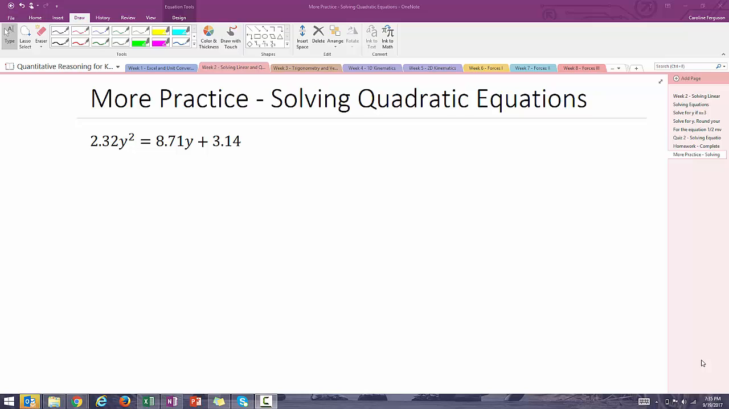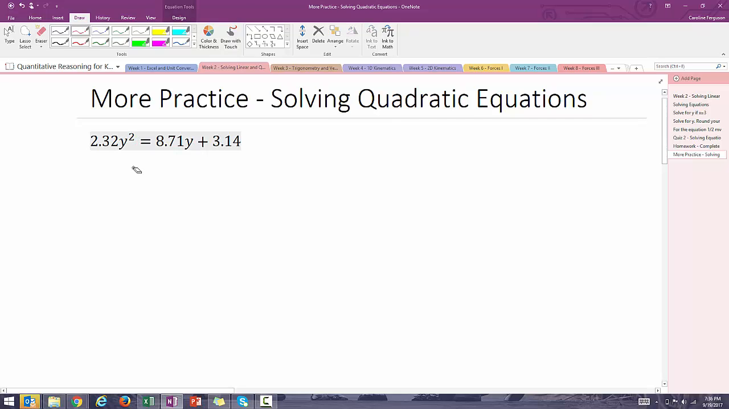Here's another practice question where we're going to use the quadratic formula to solve a quadratic equation. So first, how do we know that this is a quadratic equation? Well, we look at our variables in this expression. What we see is y squared and y. And the biggest exponent that we see on these variables is the squared. Okay, so 2 is the biggest exponent. That tells us that this is a quadratic equation.